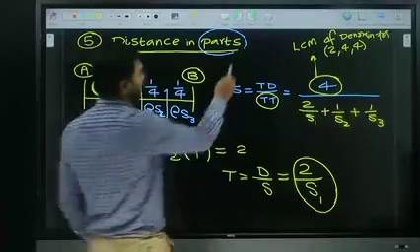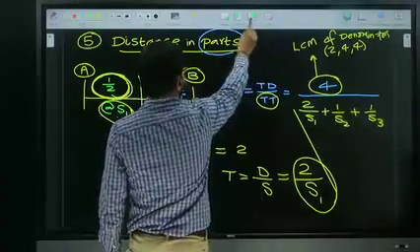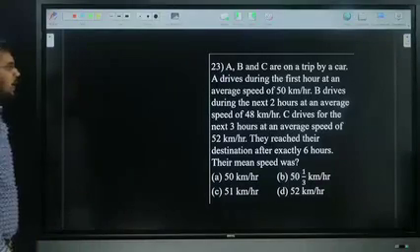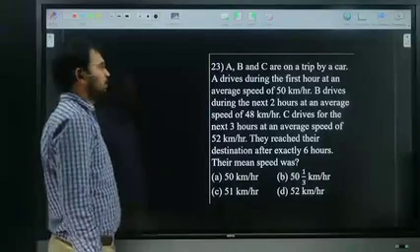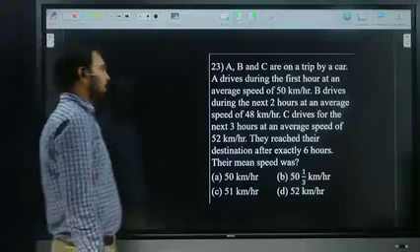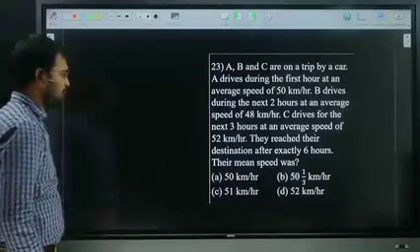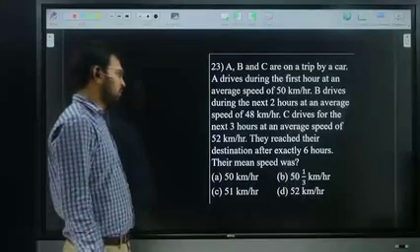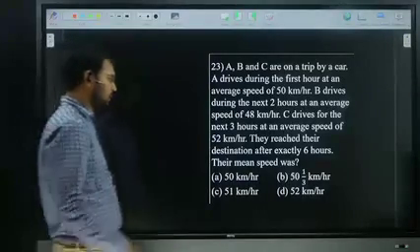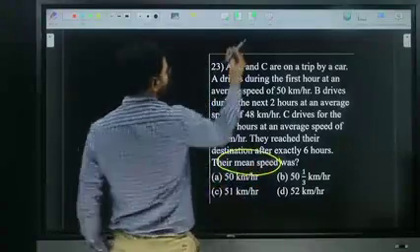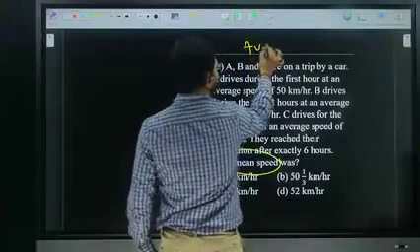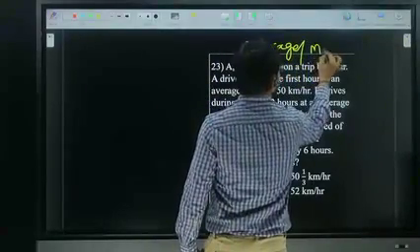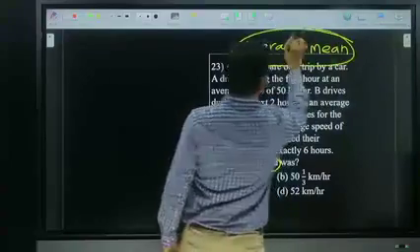Now go for the questions. Just read the question. A, B and C are on a trip by a car. A drives during the first hour at an average speed of 50 km per hour. B drives during the next 2 hours at 48 km per hour. C drives for the next 3 hours at 52 km per hour. They reached their destination after exactly 6 hours. Their mean speed was dash. Mean speed and average speed are synonyms, both are the same.